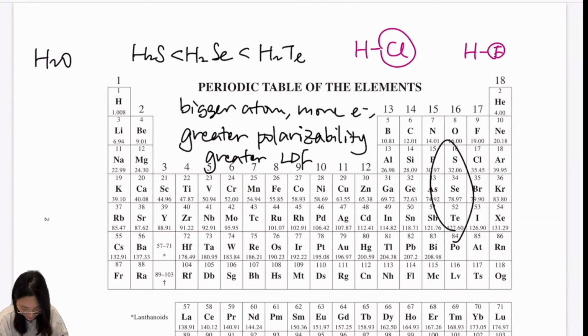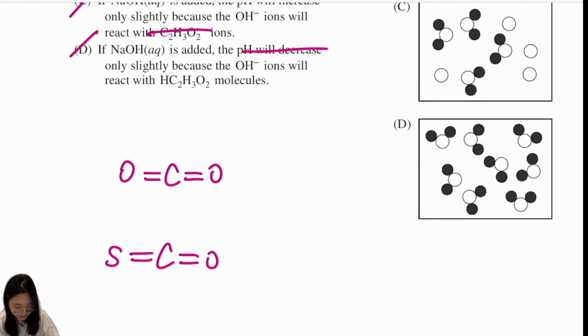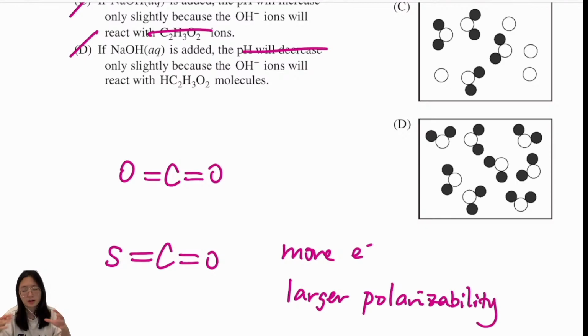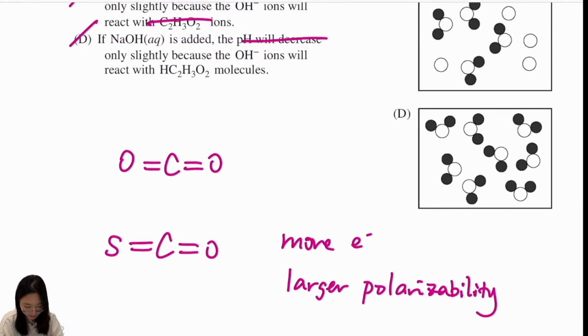So on the periodic table, sulfur is below oxygen, which means sulfur has more electrons. And more electrons always mean it's larger, with greater polarizability. Polarizability means the tendency of a molecule to form a temporary dipole. It means how much the electrons can be dispersed within the molecule and not just concentrated, like bonded to one atom. More electrons means they are more free to move around within the molecule, so greater polarizability, and this means a larger London dispersion force.